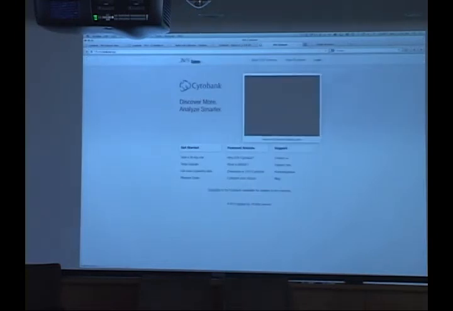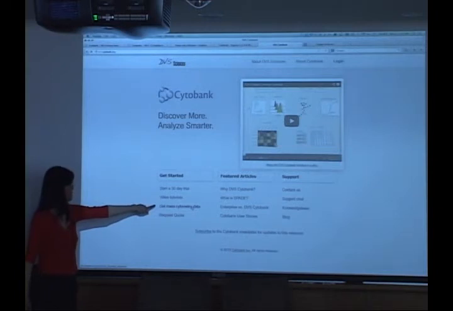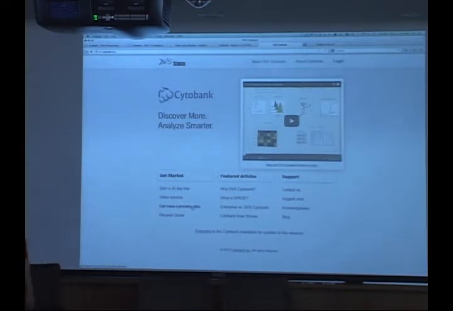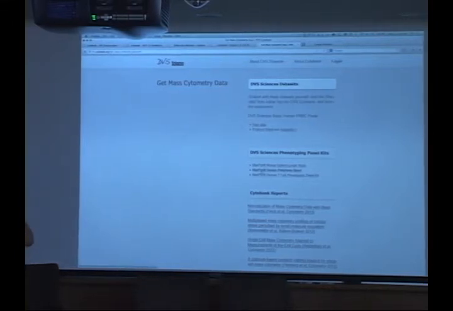So DVS Cytobank, which I mentioned a little bit earlier, we're in the middle of rebranding it to Fluidigm Cytobank. But there's this nice link down here on the left-hand side called Get Mass Cytometry Data, where you can download the protocol sheets as well as information about the panel kits that they have. So that giant gating strategy that I just showed you, we put that together under the human PBMC kit. And we're generating those for T cell analysis as well as mouse splenocyte analysis.